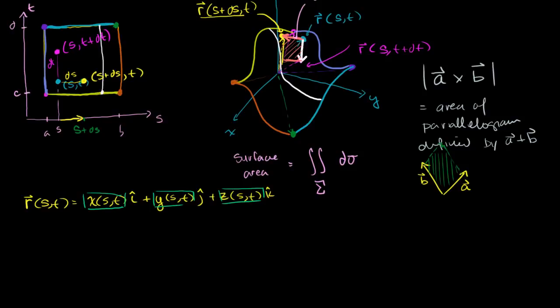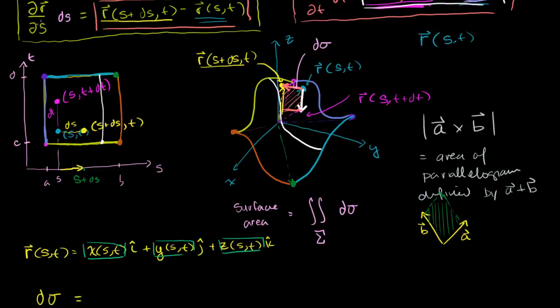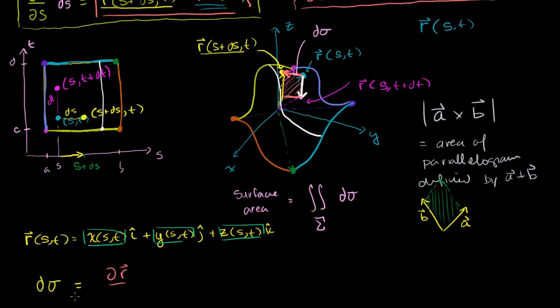So we can write that d sigma is equal to the cross product of the orange vector and the white vector. The orange vector is this, but we could also write it like this. This was the result from the last video. I'll write it in orange. So the partial of r with respect to s, ds, and d sigma is going to be the magnitude of the cross product, not just the cross product.